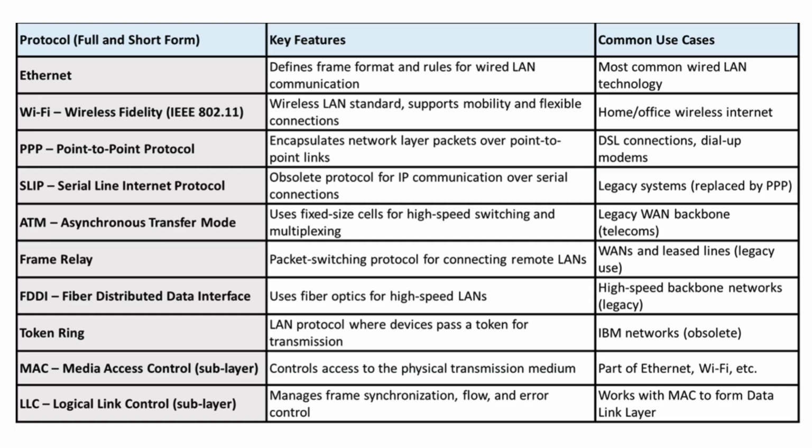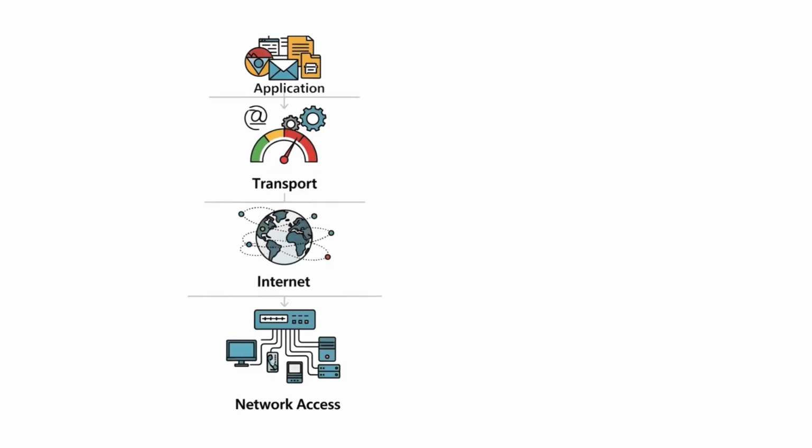The list of different protocols operating at the network access layer, along with features and use cases, is given in this table. The architecture of the TCP/IP protocol suite based on different layers has been discussed. So let's quickly recap the individual function of each layer while moving from top to bottom.